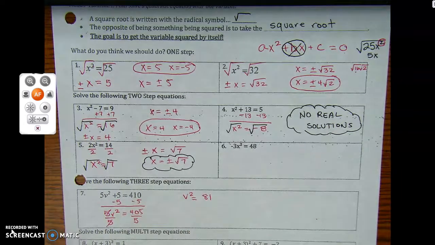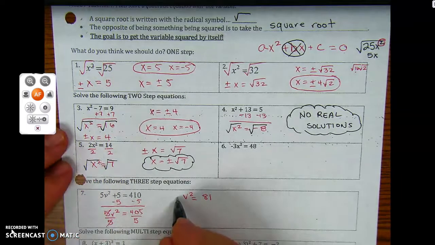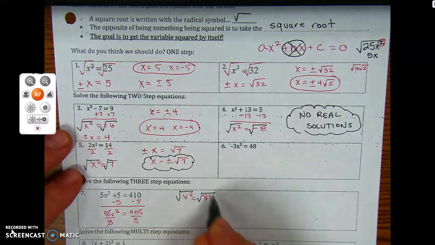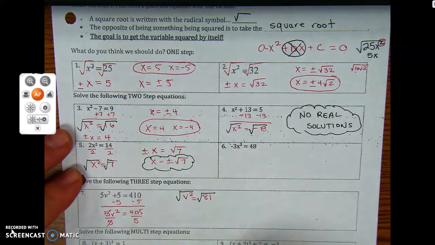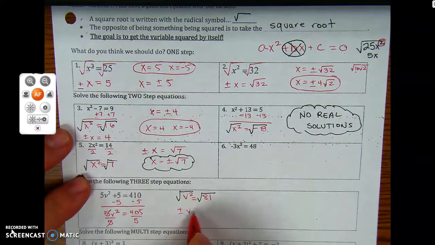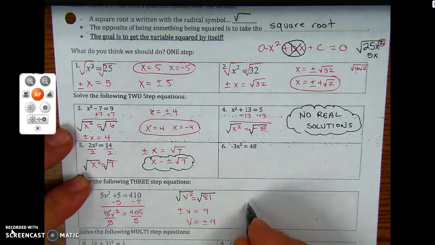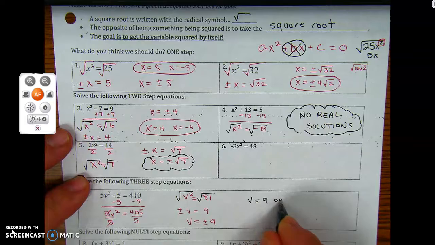Yay. Now it's time to do what? You're exactly right. You take the square root of both sides. When you do that, you get plus or minus v equals 9. So that means v equals plus or minus 9. You can circle that right there as your answer, or you can come over here and write v equals 9 or v equals negative 9.